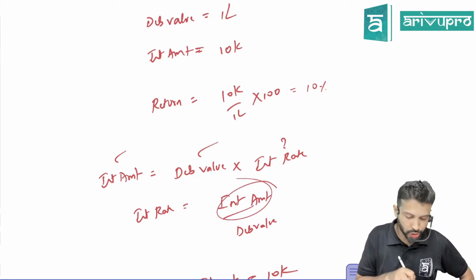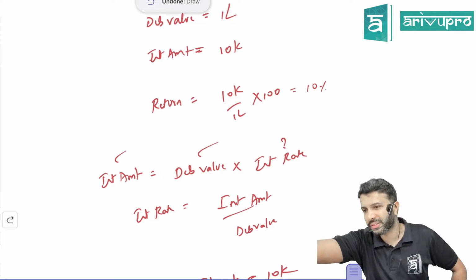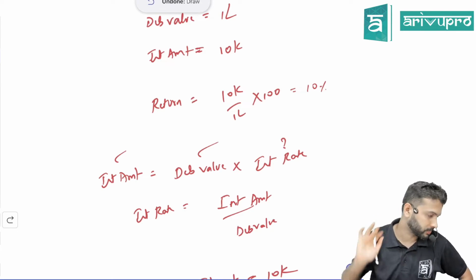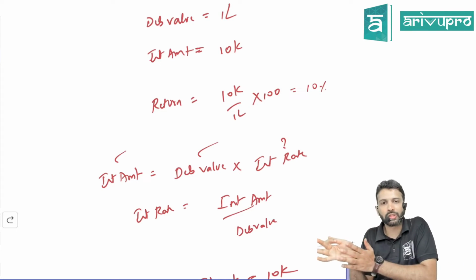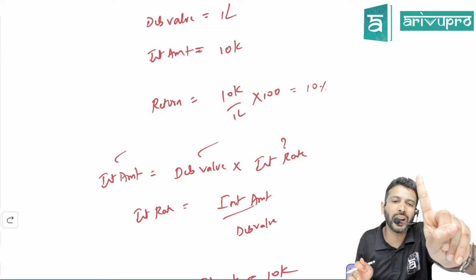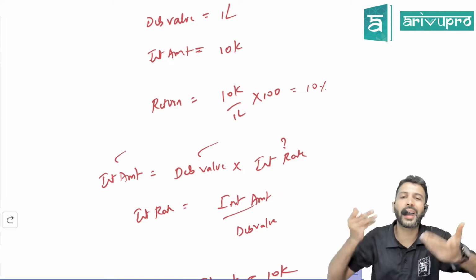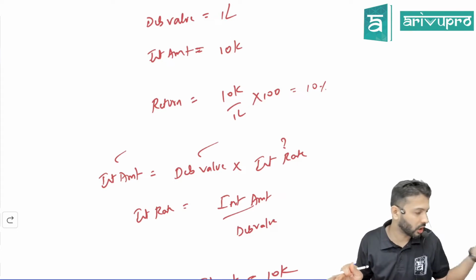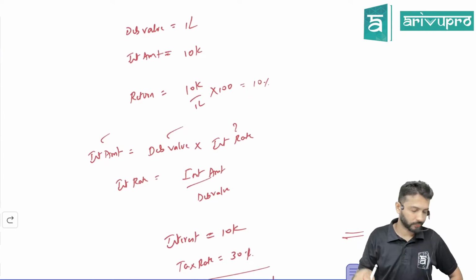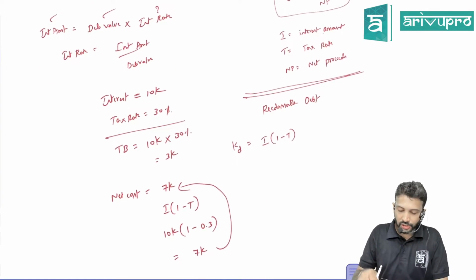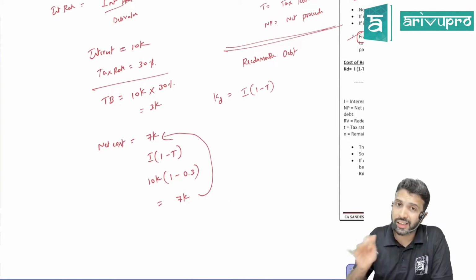This interest you should take as after-tax interest. This debenture value only we are calling net proceeds. We are not taking whole net proceeds; we are taking net proceeds relating to only one debenture. Whether you take it for one debenture or full value, the answer will be the same. It will not change. Okay, people. This is with respect to irredeemable debentures.